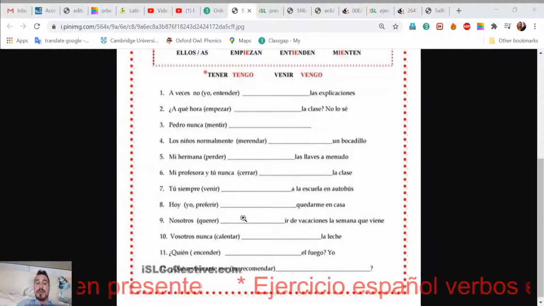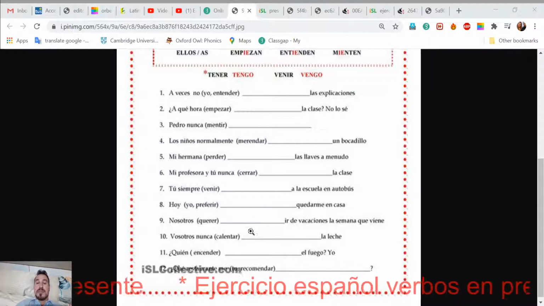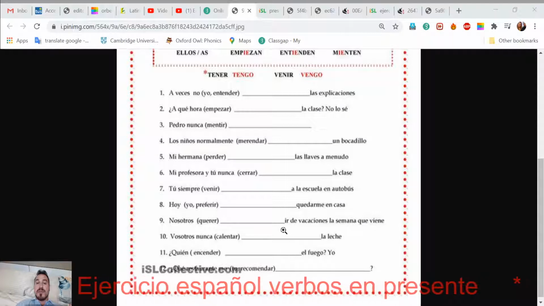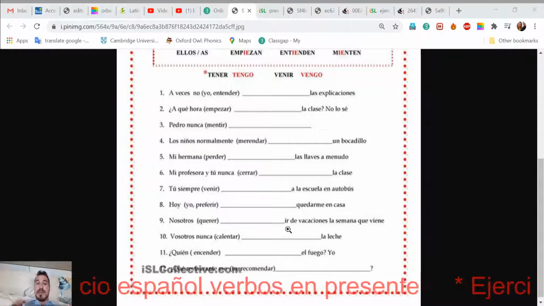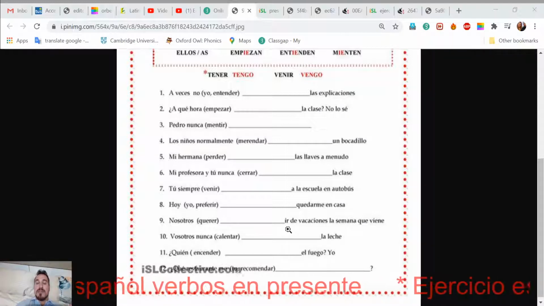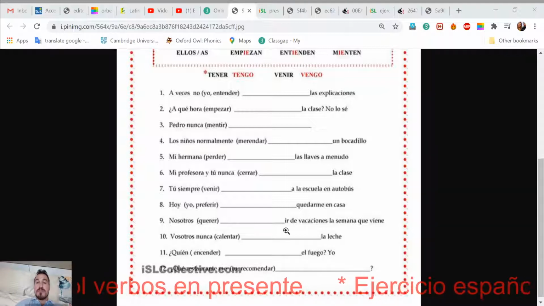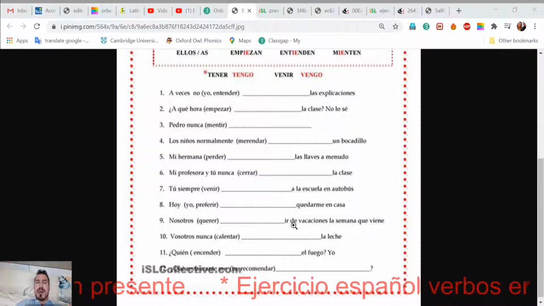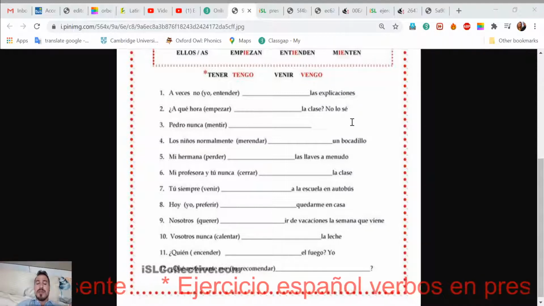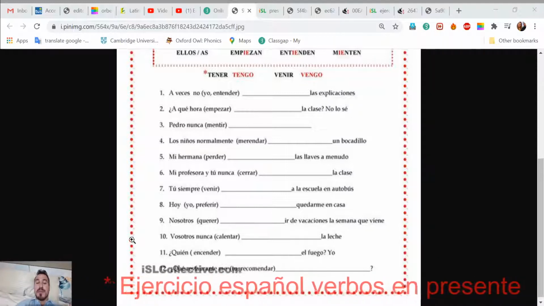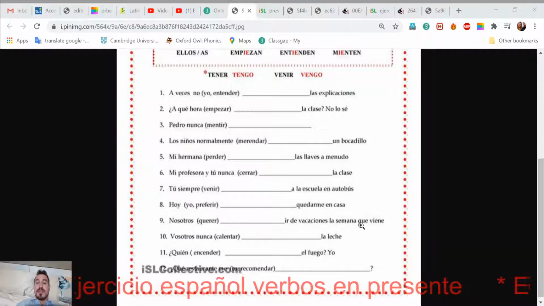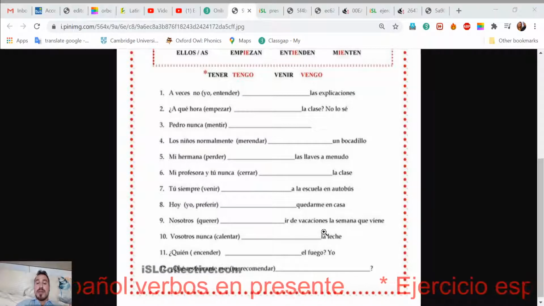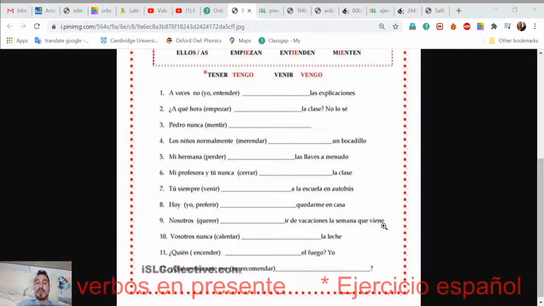And remember, for some verbs after this querer, you use the infinitive verb. So you use the verb in the dictionary form, the infinitive form. Okay, so no, you don't really say voy or vamos here after the querer. So you just need to change the first verb here. So nosotros queremos ir de vacaciones la semana que viene. So we want to go on holiday the week that comes, or next week.